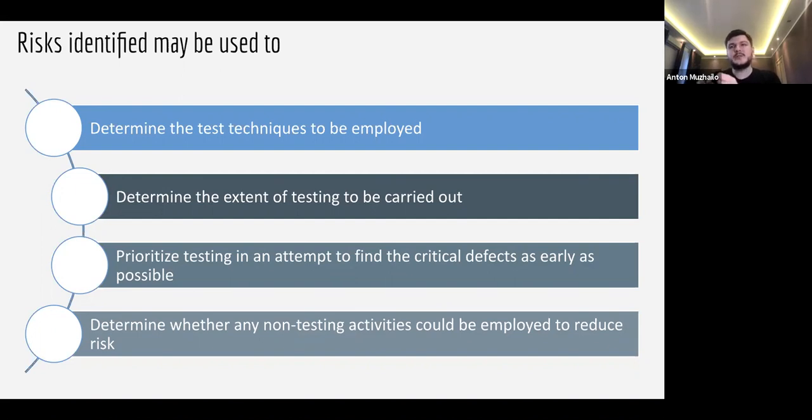This is why we always would like to have the most critical defects at the beginning, and the smallest defects at the end. So we won't change the product dramatically before the release. And those risks usually help us to deal with this. They can do a prioritization for us. And the last point here is to determine when some other activities might also be employed to reduce the risk.